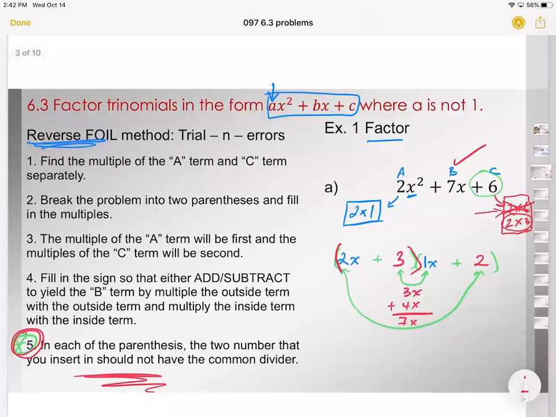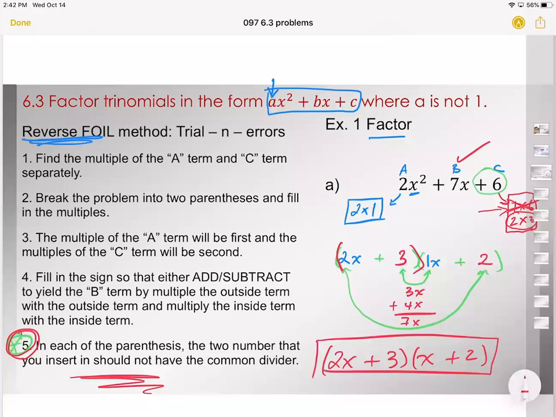Your answer is basically 2x plus 3 and then x plus 2. And that is what we do. And why do they call it reverse FOIL? Because you fill it in and then you FOIL them out, right? You find the first item, you find the middle item, you find the inner and the outer, right?